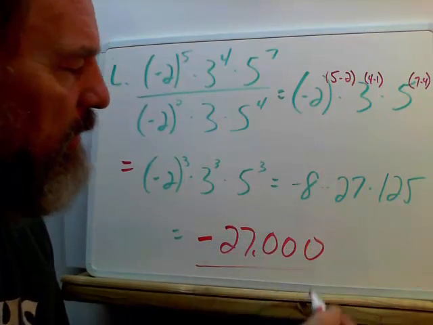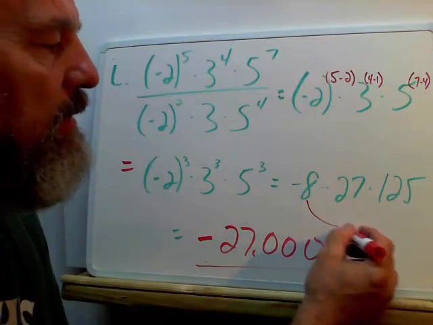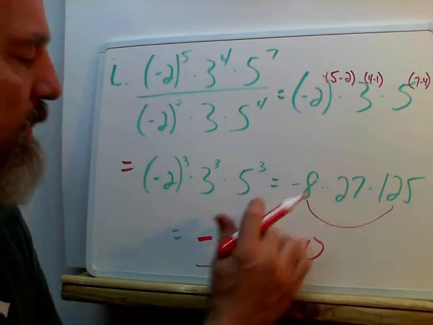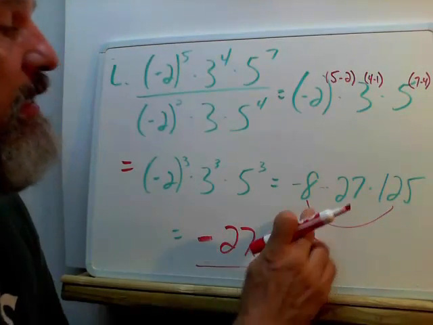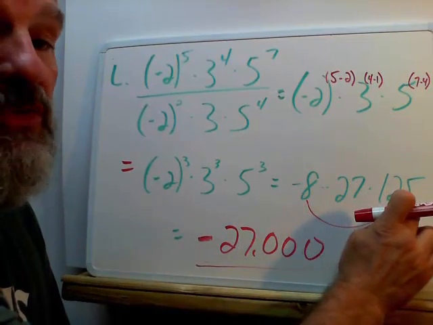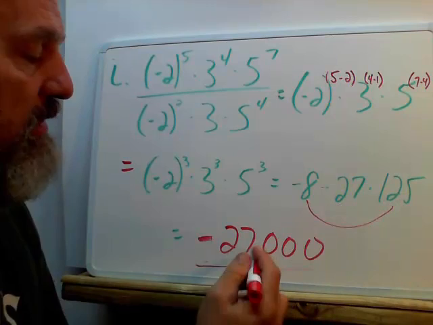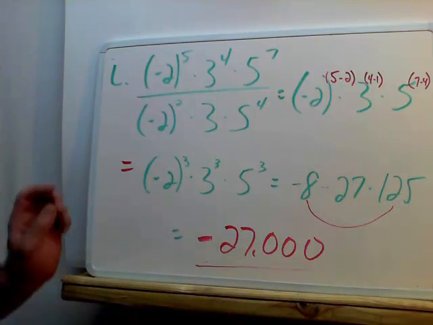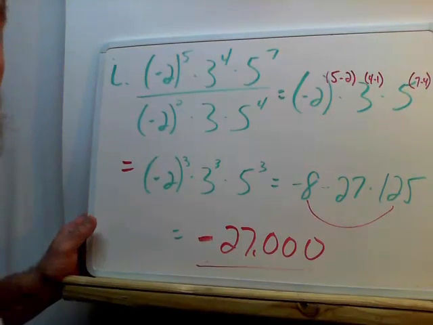Now again, we have 8 times 125. We're going to skip the negative, we'll write negative right away. So we have 8 times 100 is 800. 8 times 25 is 2 more 100. That's 1,000 times 27, 27,000. Negative 27,000 is your final answer.